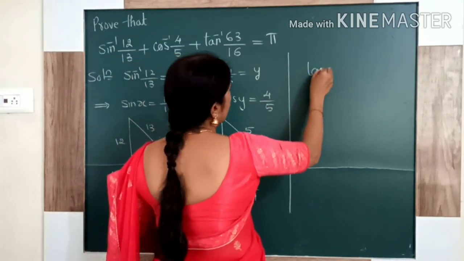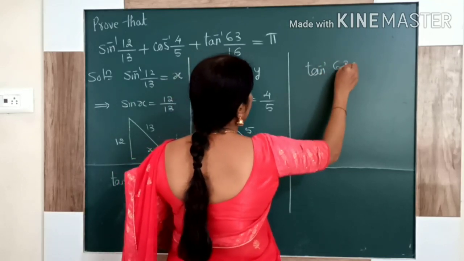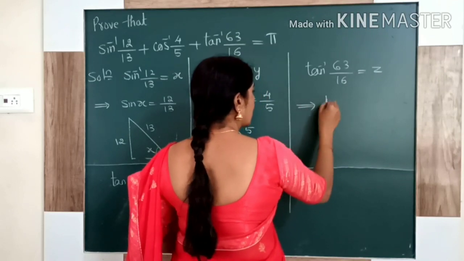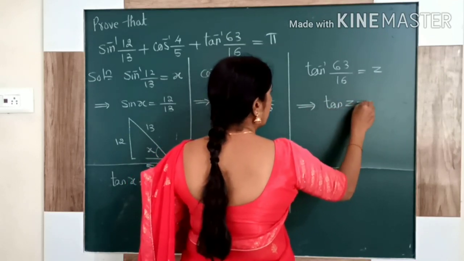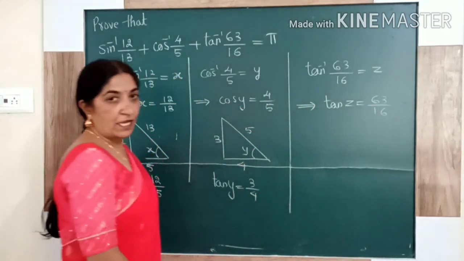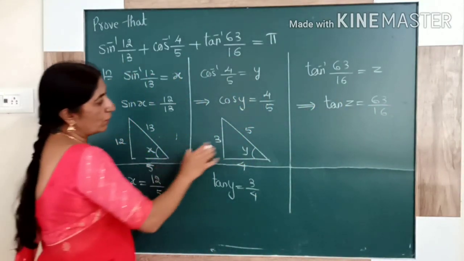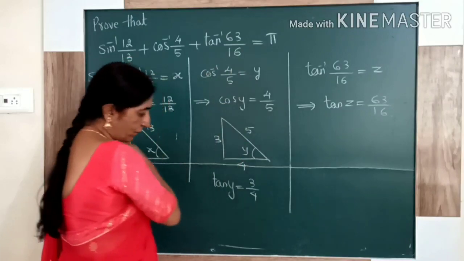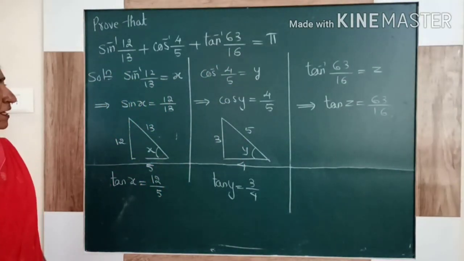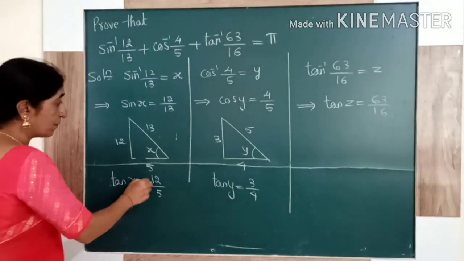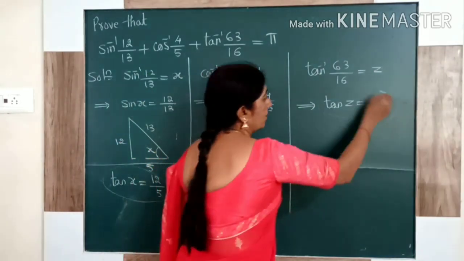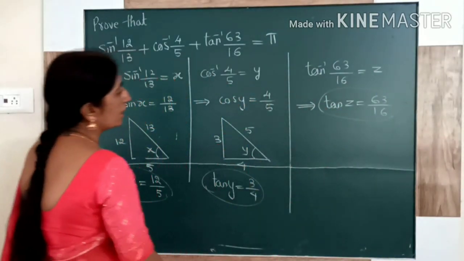Now tan inverse, it is already in the form of tan inverse 63 upon 16 as z, which implies tan z is equal to 63 upon 16. I hope all of you are getting the values, how to convert sine cos in the form of tan with the help of triangle. After that we are not writing any LHS or RHS. Just remember these values. These values are very important because in the next step we are using them.